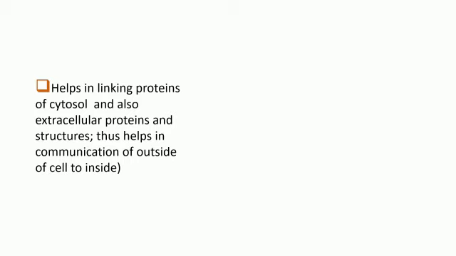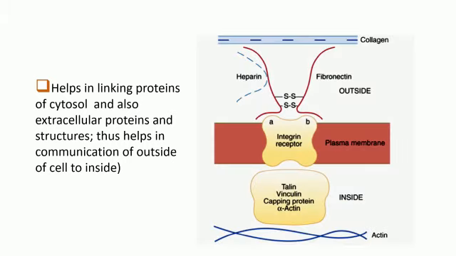Now, what does it do by binding to the membrane receptor? By that way it is linking the proteins of the interior of the cell with the proteins and structures of the extracellular matrix. Okay, so how does it happen? Let us see the diagram. So say this is our cell membrane. This is the inside of the cell, the cytosol, and this is the outside of the cell, that is the extracellular matrix. Now what happens? This is our fibronectin protein.